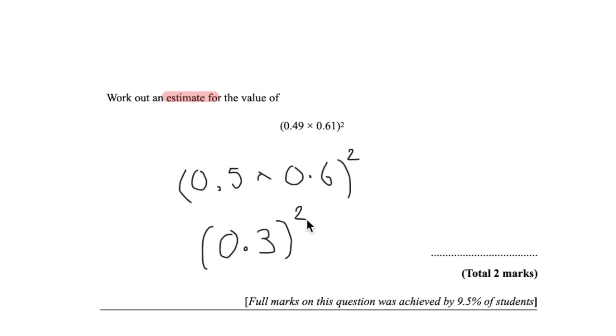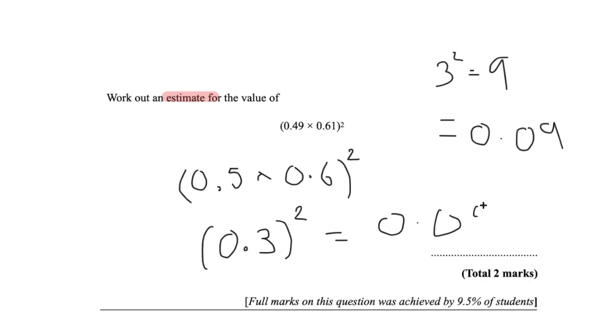And then we need to do 0.3 squared. So again, we've got, well, what's 3 squared? 3 squared is 9. I'll write it up here. But 0.3 is 10 times smaller than 3, and we've done that twice. So we need to go 100 times smaller than 9. So that will give us 0.09 for our answer for 0.3 squared.